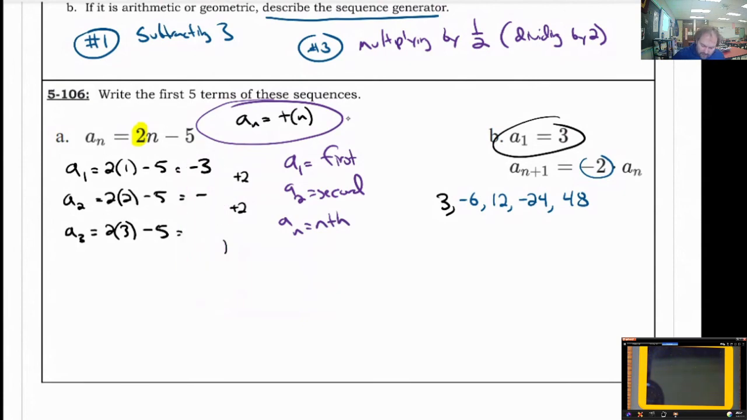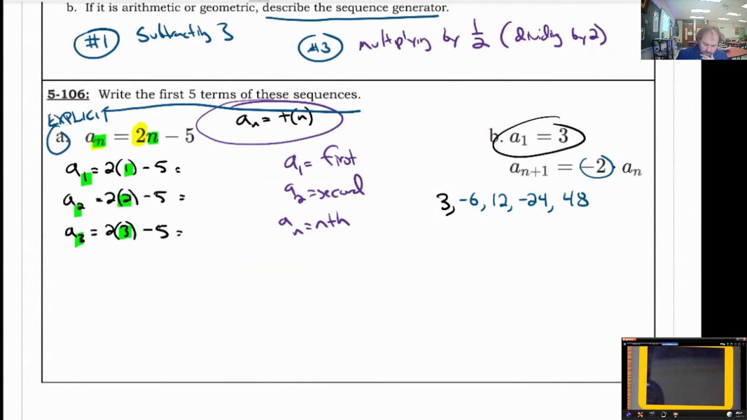So I guess I'll erase. The answer's already here, but I'll erase and work through it again. So for the first 5 terms of the sequence, which is what we need to do, question A gives you an explicit formula. So if you want to know what the nth term is, you just plug in the number. So we plugged in 1 and 2 and 3 to figure out the first 3 terms.